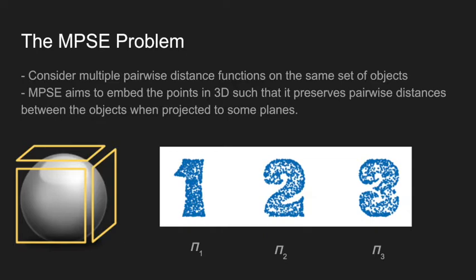We consider situations where instead of just one pairwise distance function, the input is a set of pairwise distance functions on the same set of objects. The optimization goal of multi-perspective simultaneous embedding, MPSE, is to place the points in 3D so that the embedding simultaneously preserves the distances between the objects when projected to some planes.